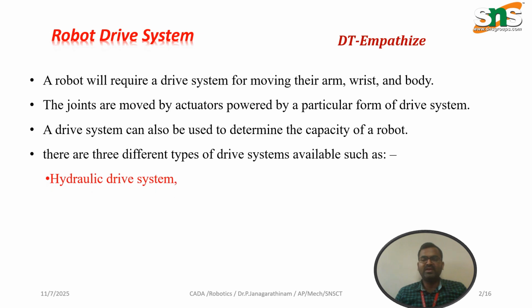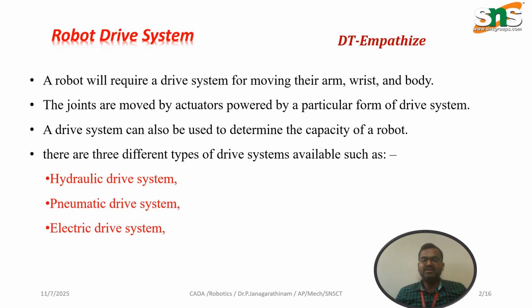First, a robot will require a drive system for moving its arm, wrist, and body. Actually, a robotic system is the combination of joints and links, as well as arms, wrist, and body. Different kinds of joints are used to move an object from one place to another, as well as to produce motions. We have to produce linear motion, rotary motion, and other kinds of rotational motion. So how we produce this kind of motion means we have to use some kind of drive system.